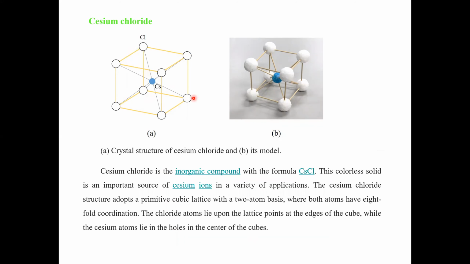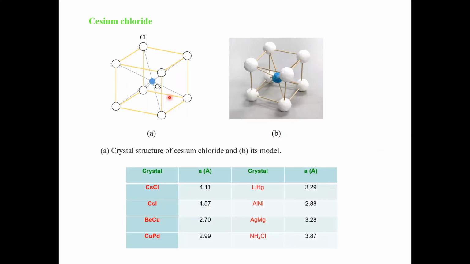Cesium chloride, so the cesium will be in the middle of the cube, right? And chlorine will be at all 8 corners. Some examples of this are like this. Okay, great.